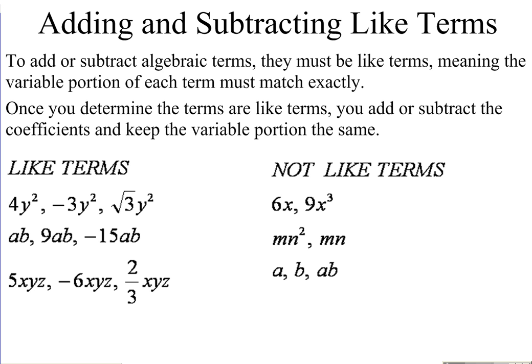Examples of terms that are not like. 6x and 9x cubed. Even though they both have the variable x, one is x to the first power, one is x cubed, not like terms because the exponents do not match. mn squared and mn, not like terms because one has an n squared, the other one is just an n. a, b, and ab, not like terms because they do not all match all the way across the board as far as the variable portion.